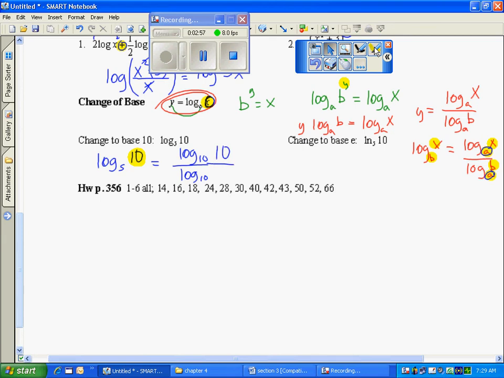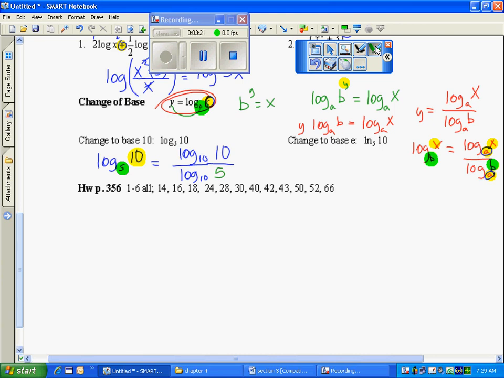Now, where did b come from? Well, if you go back and look at the formula, here's your b value. It was the base of your original log you were trying to change. It is 5. So this value right here, b, comes right there. So I've changed the base.